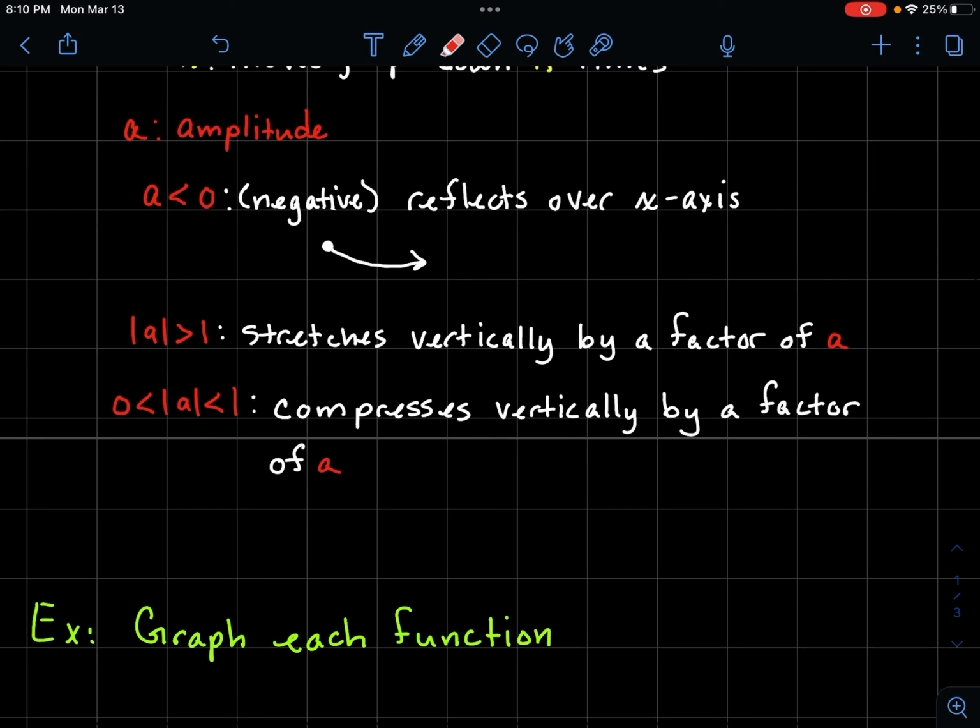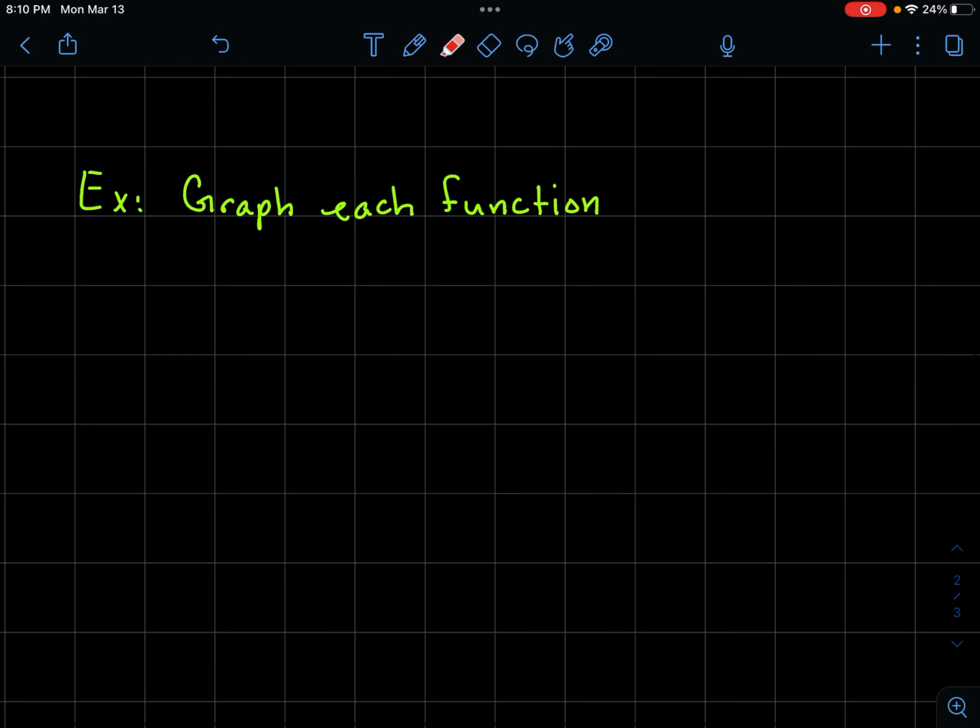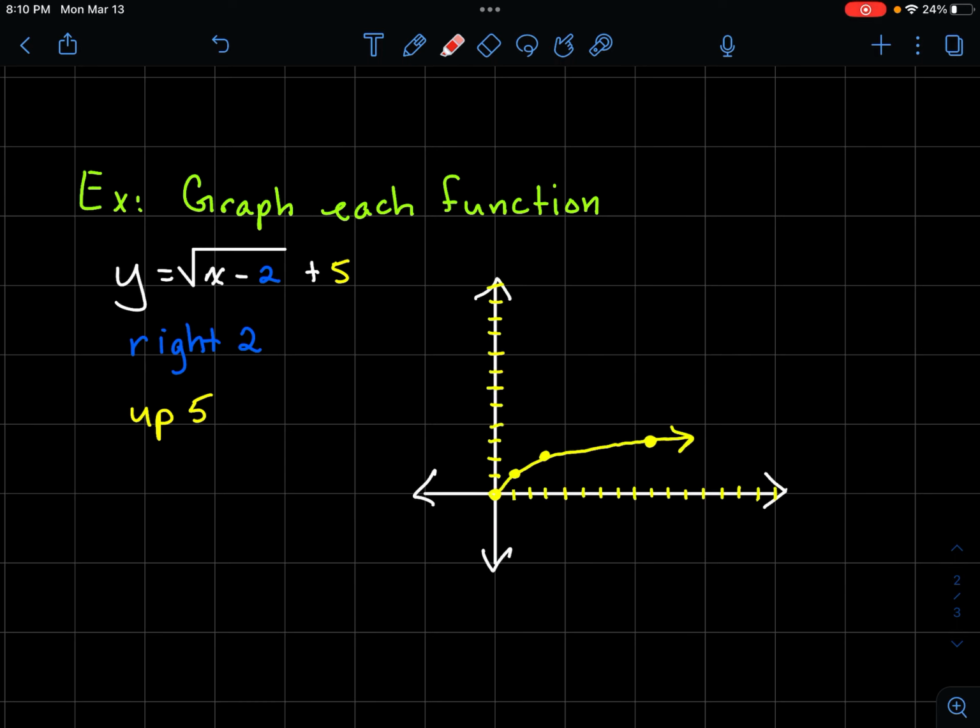Alright, let's look at some examples on how this works. Graph each function here. Let's do the square root of x minus 2 plus 5. Well, one thing you should notice is that the minus 2 there is going to tell us that all of our dots from the parent graph are going to go right 2. The plus 5 is going to move all the dots up 5. So if we remind ourselves of the parent graph, the one that we graphed at the very beginning of this video, all of those dots are going to go right 2, up 5.